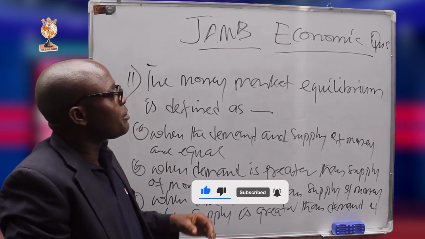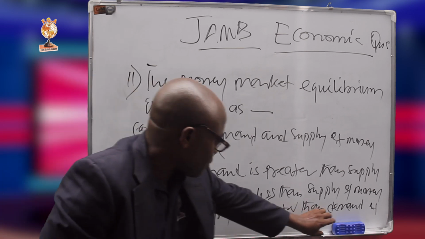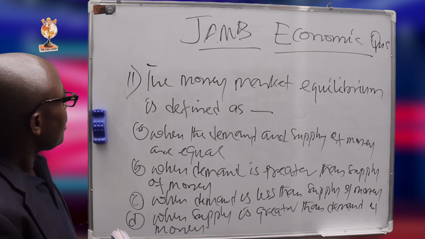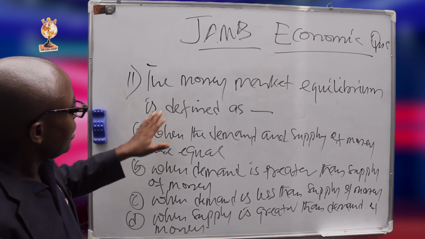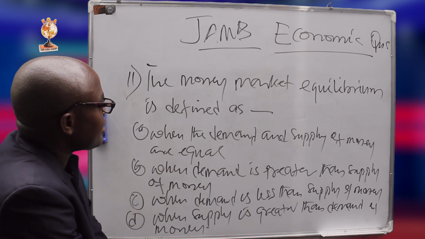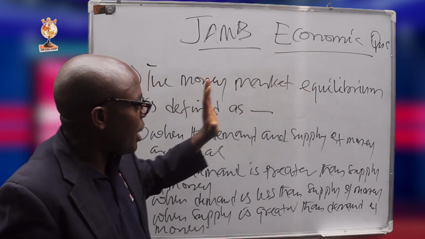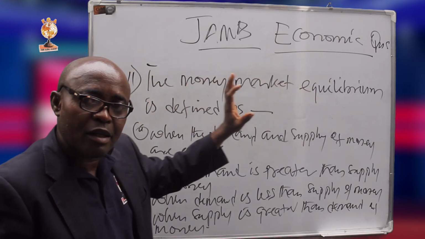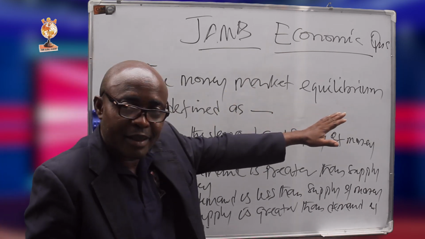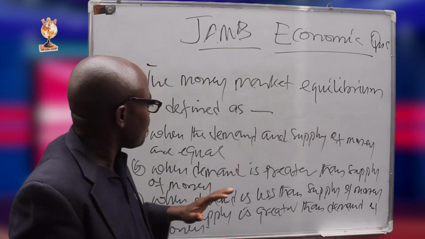I decided to take time to write out the questions for you so that you can dig down into the questions while we try to explain the answers. Now, the question here is: the money market equilibrium is defined as dash. In the market, you have two major key holders, which are demand and supply. The demand has something to offer, and supply has something to offer as well.